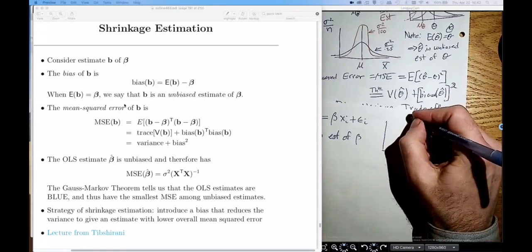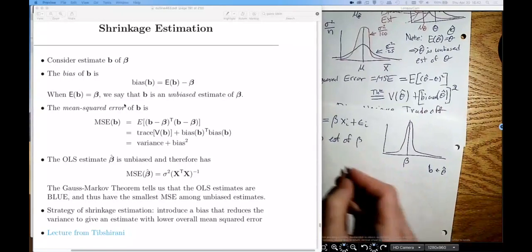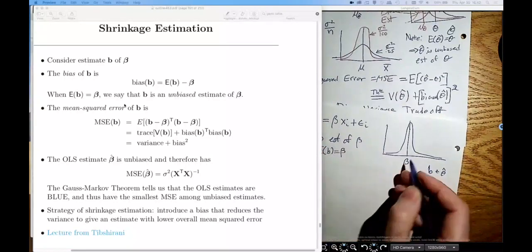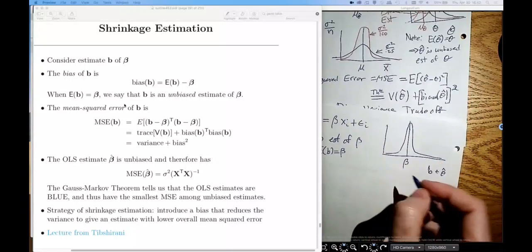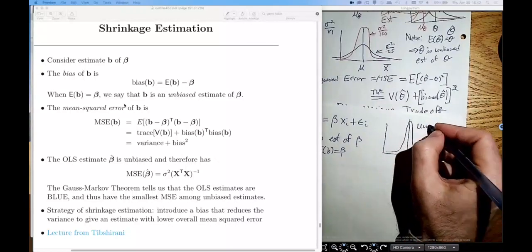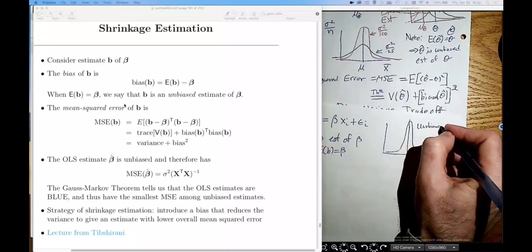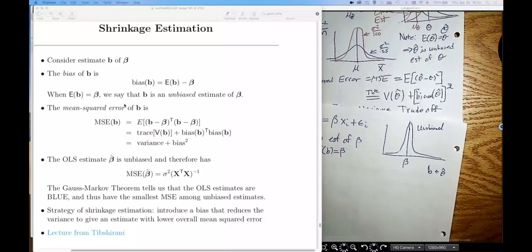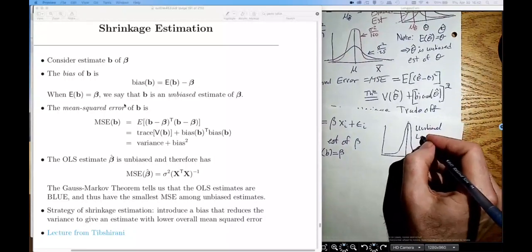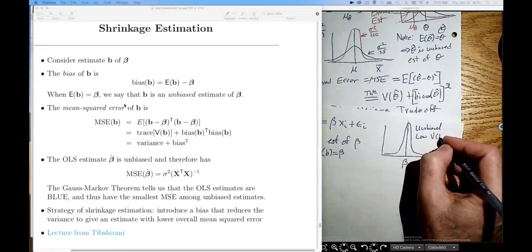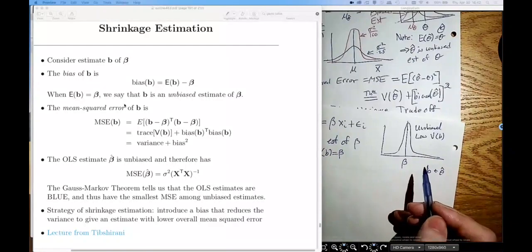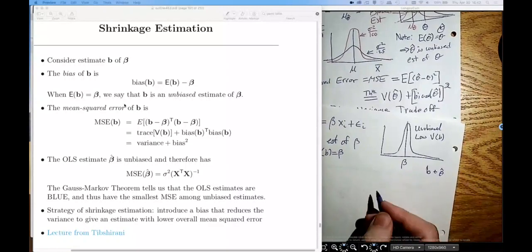And so I'd like to point out a few things about this. In this case, the expected value of B is equal to beta. So the center of this distribution is over beta. So I would say that this is unbiased, or it's at least extremely low bias. But also, I have a low variance. So the variance of this beta hat is very small. And so this is like the best of both worlds.